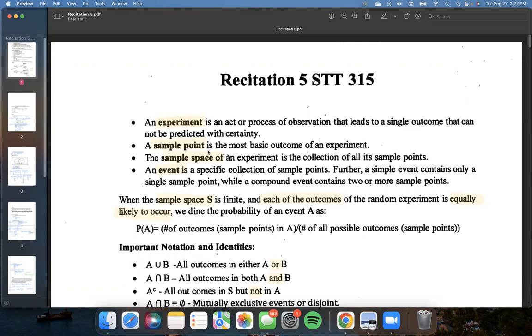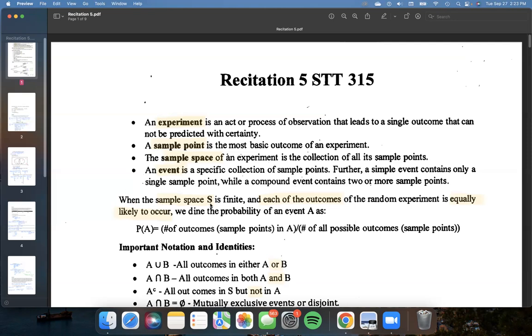A sample point is the most basic outcome of an experiment. The sample space of an experiment is the collection of all its sample points. An event is a specific collection of sample points. Further, a simple event contains only a single sample point, while a compound event contains two or more sample points.